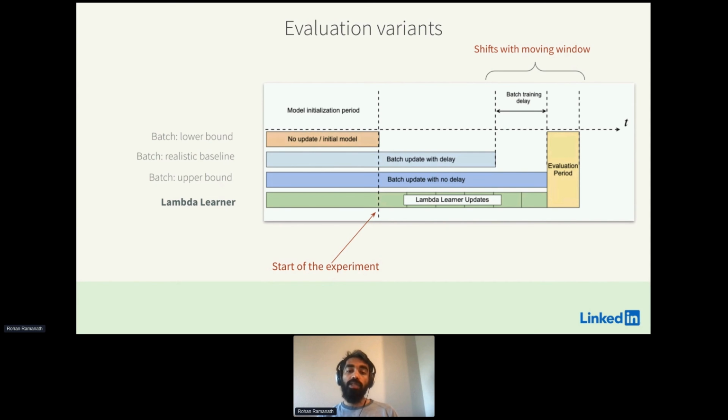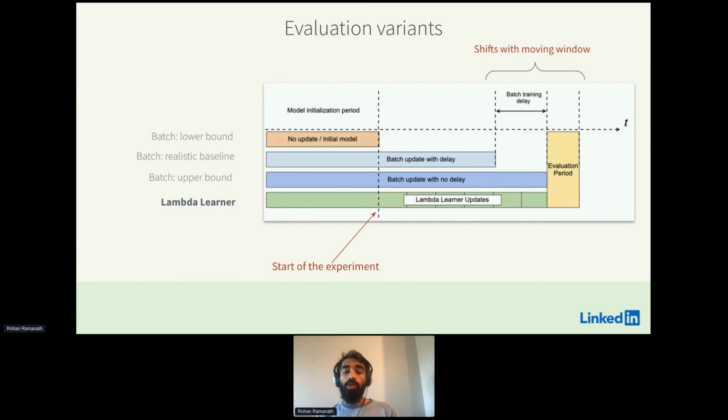The second one is a realistic batch example, which is updated periodically, but there's a training cost associated, and that is visualized by the gap there. The training cost just means that if I start training the model at 10 a.m., I can use data that ends at 10 a.m. But if I take 4 hours to train, the time from 10 a.m. to 2 p.m. is not used in training, and at 2 p.m. I'm going to start serving. So that 10 a.m. to 2 p.m. is the gap, or the training cost.